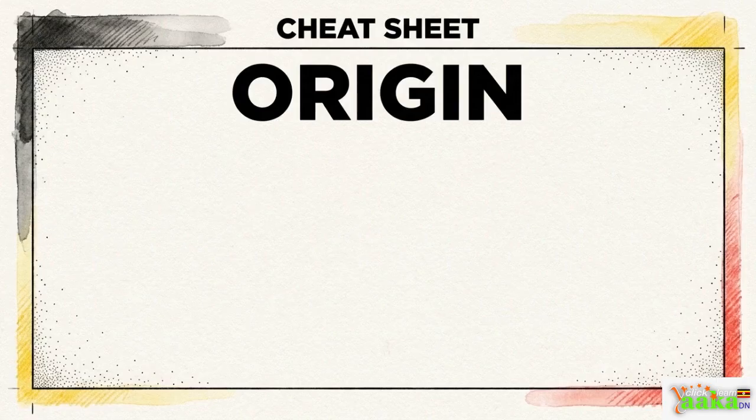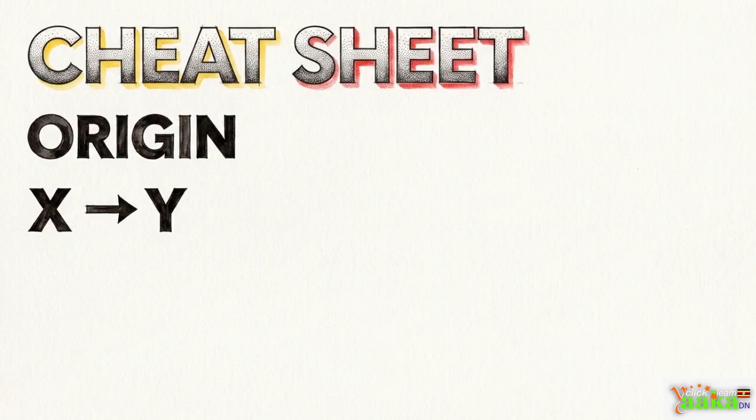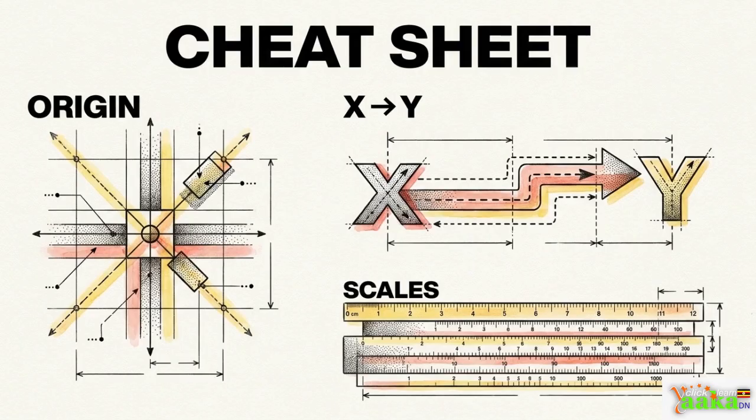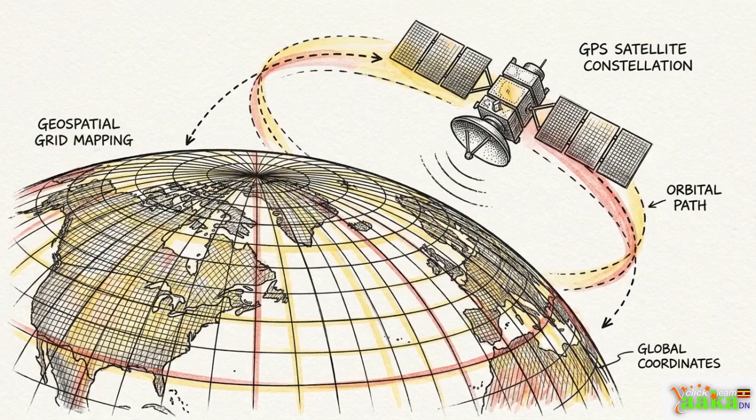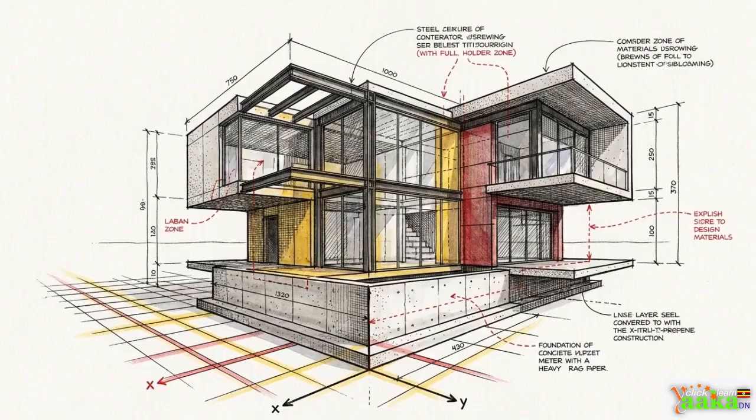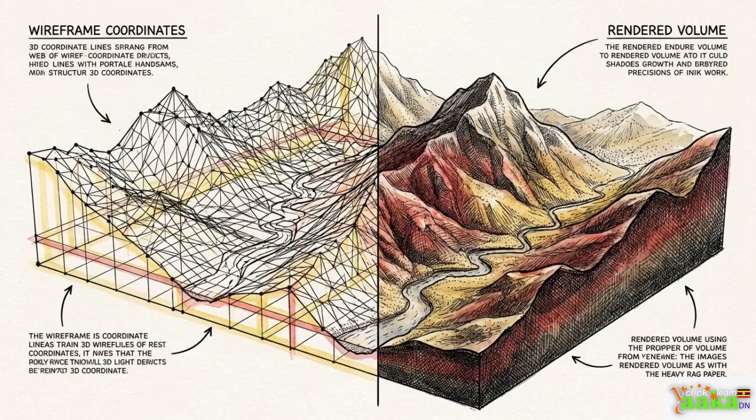Every reliable coordinate map follows 3 strict rules. Start at the origin, walk the horizontal x-axis before climbing the vertical y-axis, and ensure your axis scales are mathematically equal. By mastering these rules, you are learning the exact mathematical grid that coordinates GPS satellites, anchors architectural designs, and builds digital worlds.